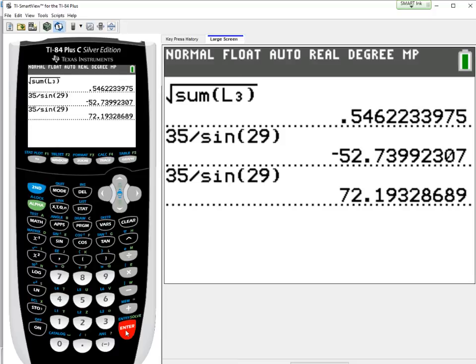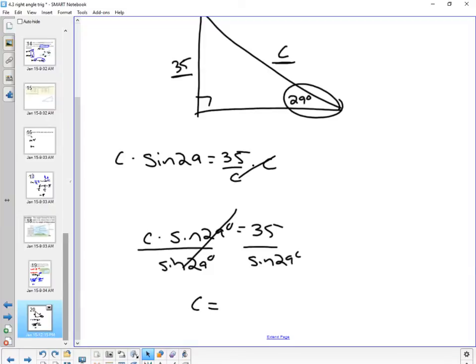Whichever angle you're looking at. It depends on how you drew it too. In this case, here's my 29, that's what I know, and I could have done it there. But since we have time, let me give you a bunch of other options.